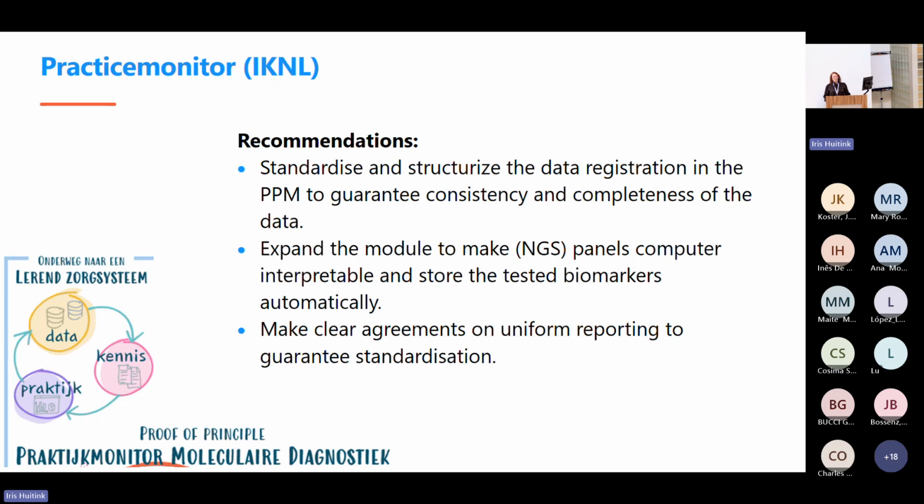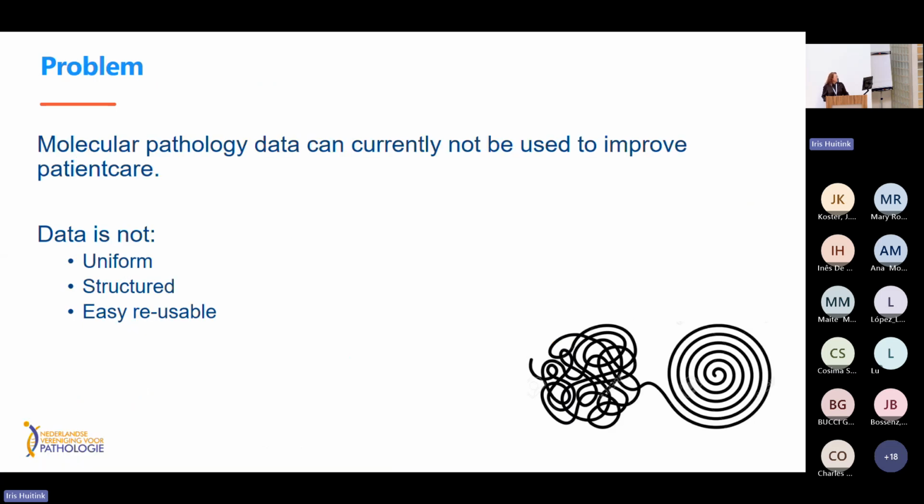And then we said, okay, so we thought we were doing quite okay. And it seems that we're not doing so well, which was for me at least really disappointing. But it also told us that there's work to do. So the problem at the moment is that molecular pathology data cannot be used to improve patient care because the data is not uniform, it's not structured, and it's not easily reusable.